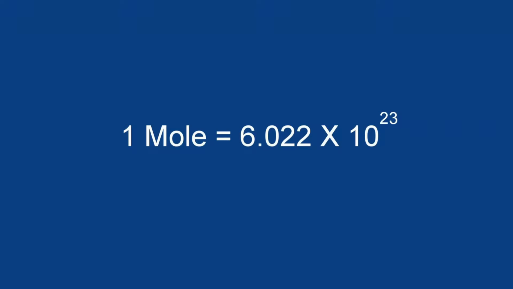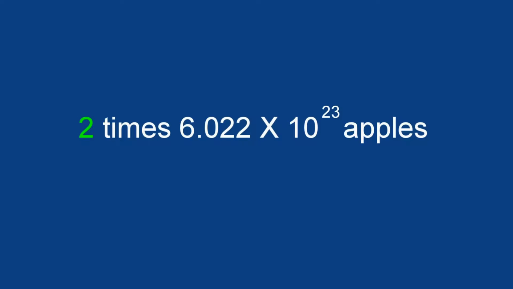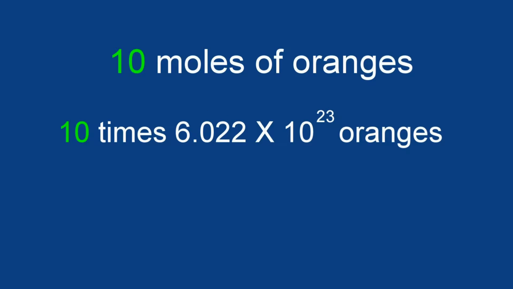In our previous video, we learned that the word mole is a name for a specific number, and that number is 6.022 times 10 to the 23rd power. So if we have 2 moles of apples, then we would have 2 times 6.022 times 10 to the 23rd power apples. Or if we had 10 moles of oranges, we would have 10 times 6.022 times 10 to the 23rd oranges.